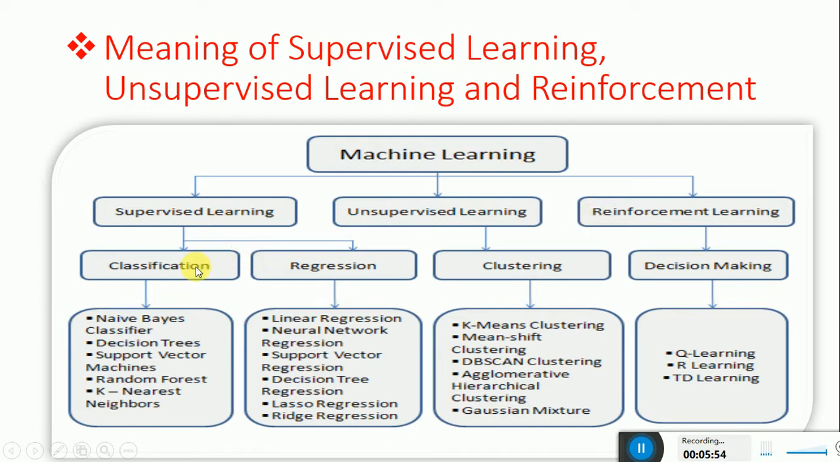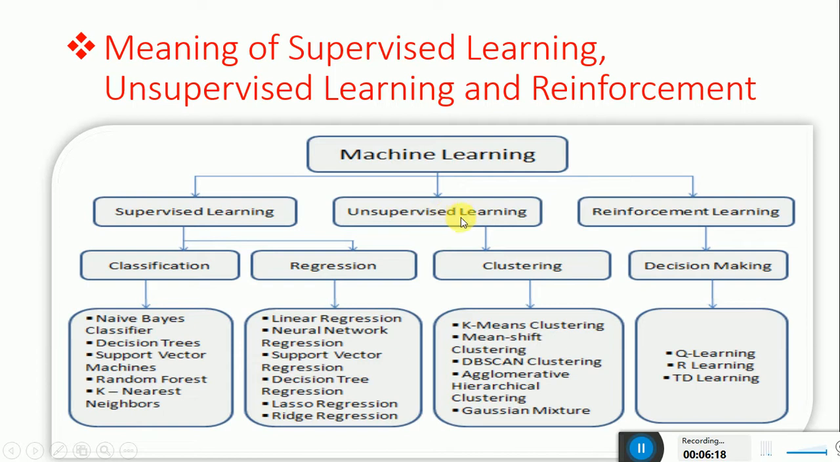Supervised learning is classification and regression. In classification, there are the naive Bayes classifier, decision trees, support vector machines, random forest, and k-nearest neighbors. And in regression, there are linear regression, neural network regression, support vector regression, decision tree regression, lasso regression, and ridge regression. So these are the regression types.